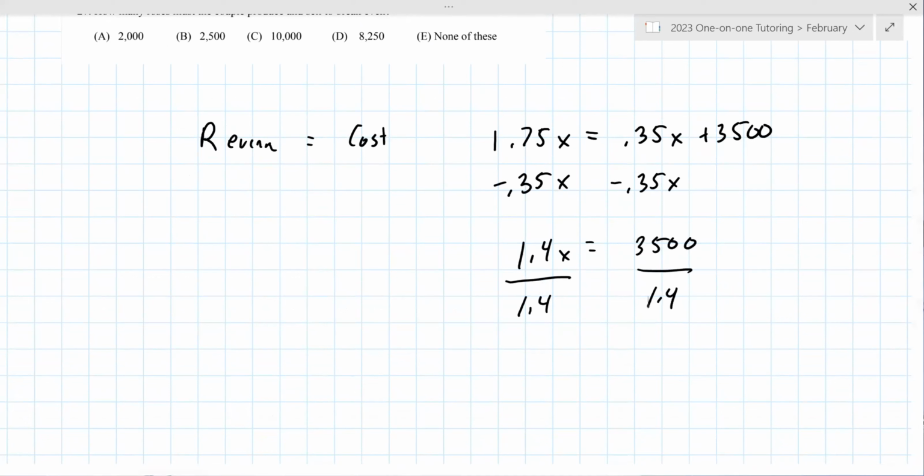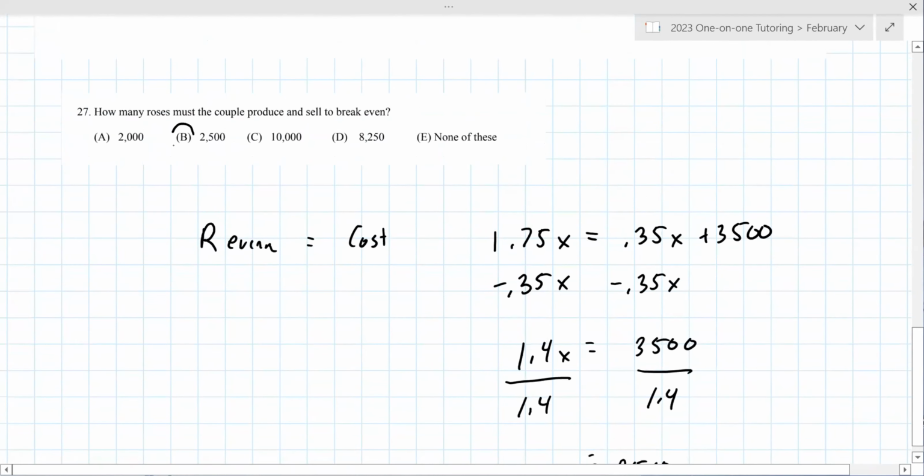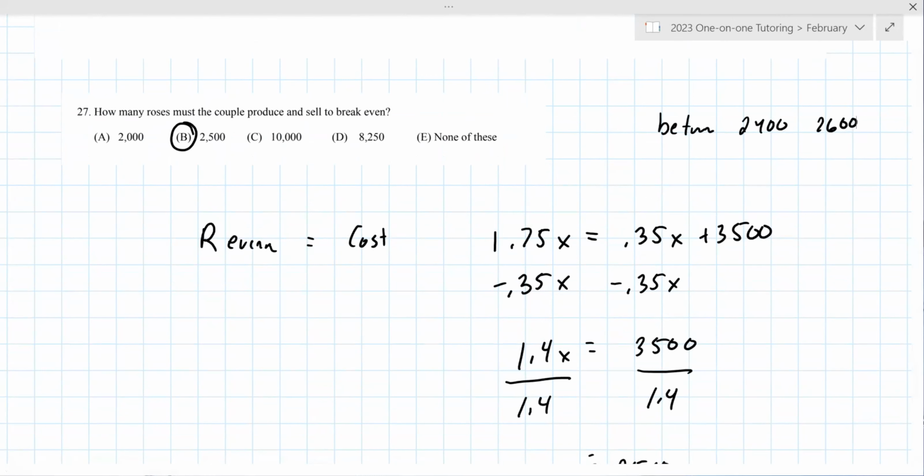And grab a calculator if you got one handy. I have not done any calculations yet, so we need to pull mine up for today. 3,500 divided by 1.4 is 2,500. And you should be on the lookout for mismatches, because if you do mismatch, you probably made a mistake. Sometimes the problems will say like between two values, between like 2,400 and 2,600, then it's a little tougher. All right, so that takes care of 27. Where should we go from here?